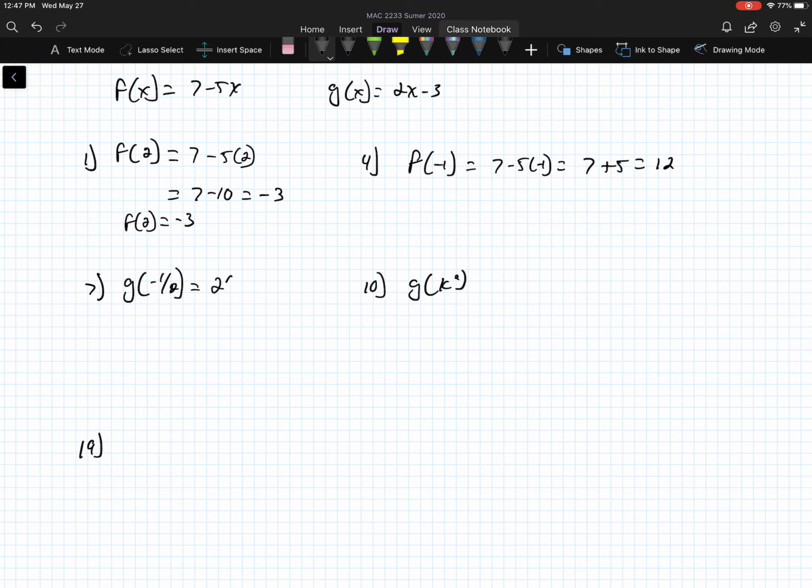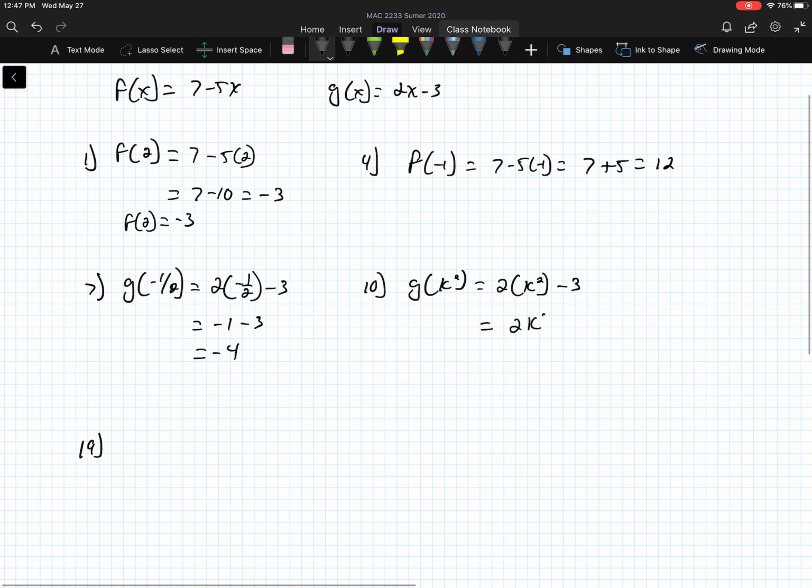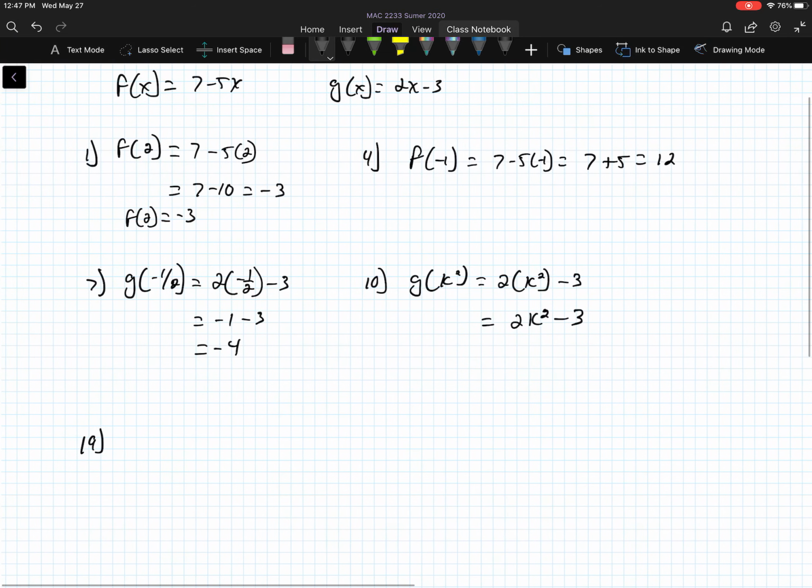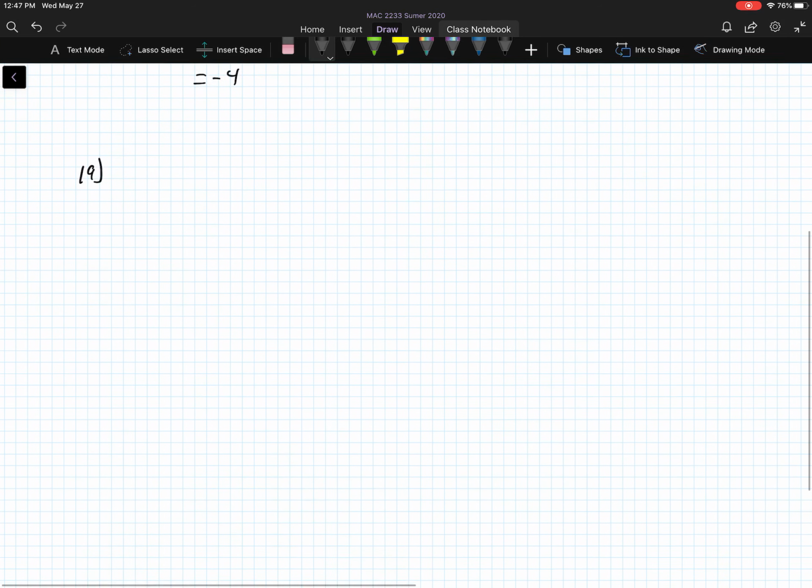Now g of negative 1/2 is the same thing, right? We're going to go ahead and replace the variable with the value that they give us. And so this is going to be negative 1 minus 3, which is negative 4. So g of negative 1/2 is equal to negative 4. The other one is where we replace it with another function, which we can do. So then this just becomes 2k squared minus 3. All right, and that's the first few ones.